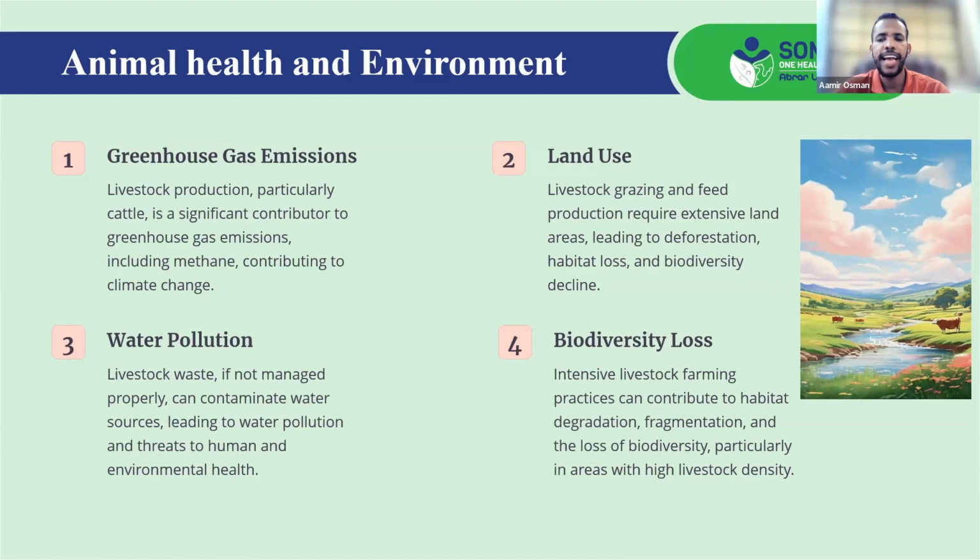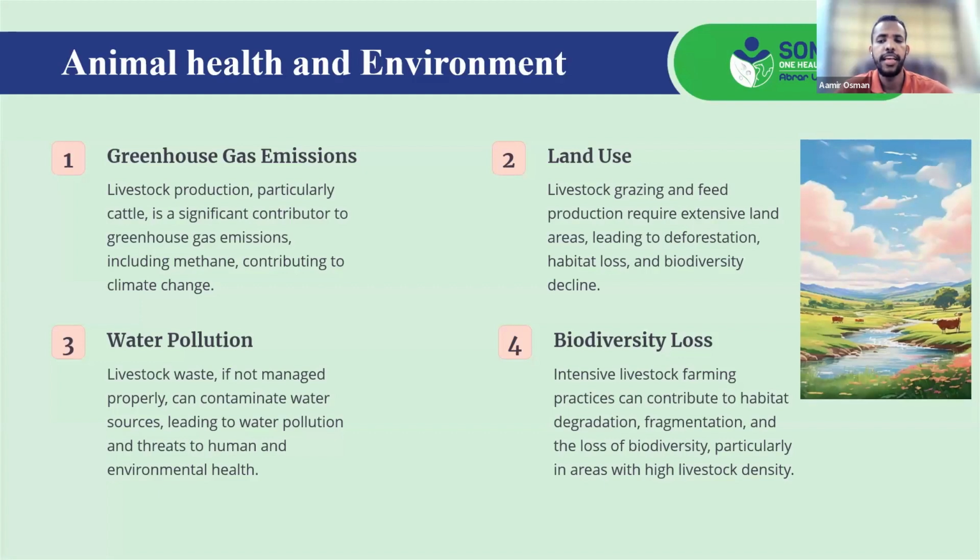Greenhouse gas emission: livestock, especially cattle, are a major contributor of greenhouse gas emissions such as methane, which significantly contributes to climate change. Land use: livestock farming requires large tracts of land for grazing and feed production that often lead at some point to deforestation. They also lead to water pollution. Improper management of livestock waste can result in contamination of water, which is a risk to both humans as well as the environment.